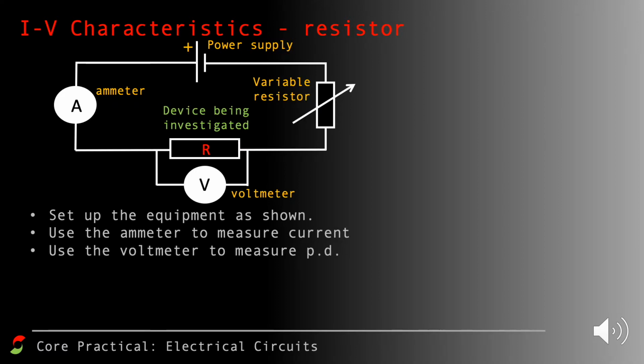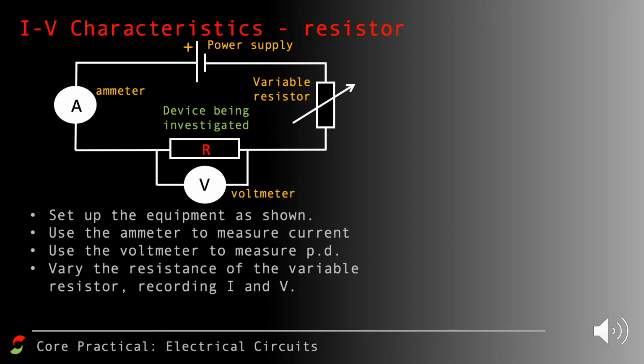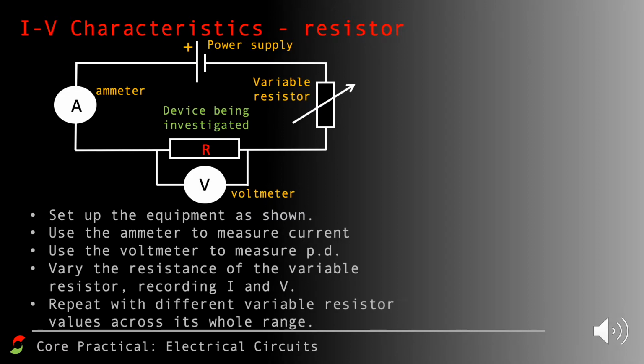So you need to state, if you're ever writing a question about this or answering a question about this, that the ammeter is used to measure the current and that potential difference is measured by using the voltmeter. And we need to come up with a range of different potential differences and currents by varying the variable resistor value across its whole range to try and get as many bits of data as possible.